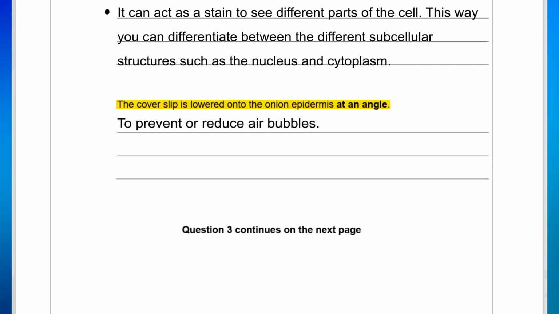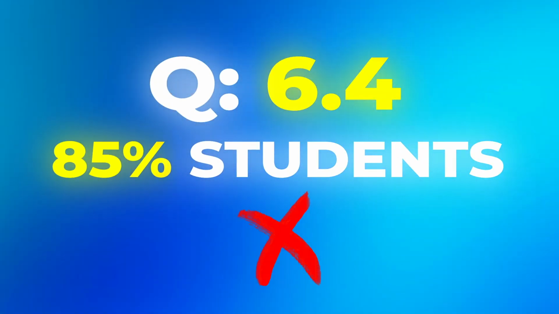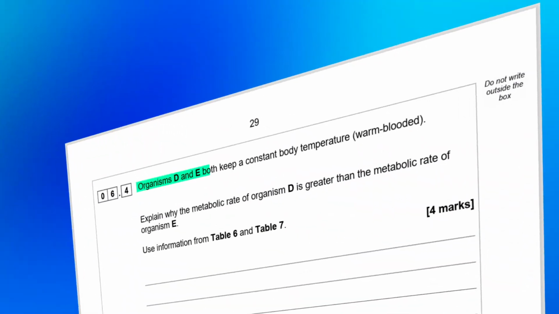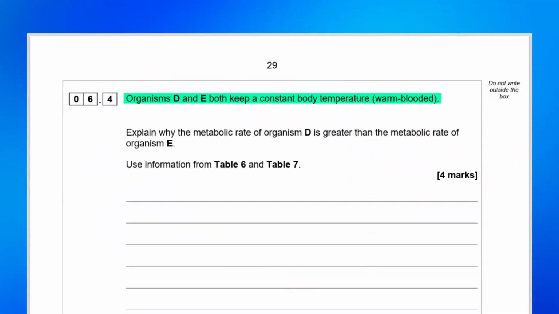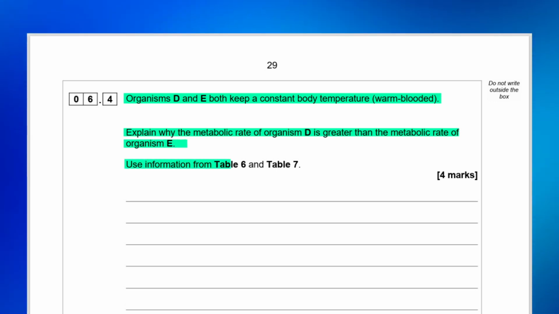Now, moving on to the second of our 3 questions, and this is question 6.4, which almost 85% of students scored 0 marks for. Organisms D and E both keep a constant body temperature, warm-blooded. Explain why the metabolic rate of organism D is greater than the metabolic rate of organism E. And you can use tables 6 and 7 for further information.